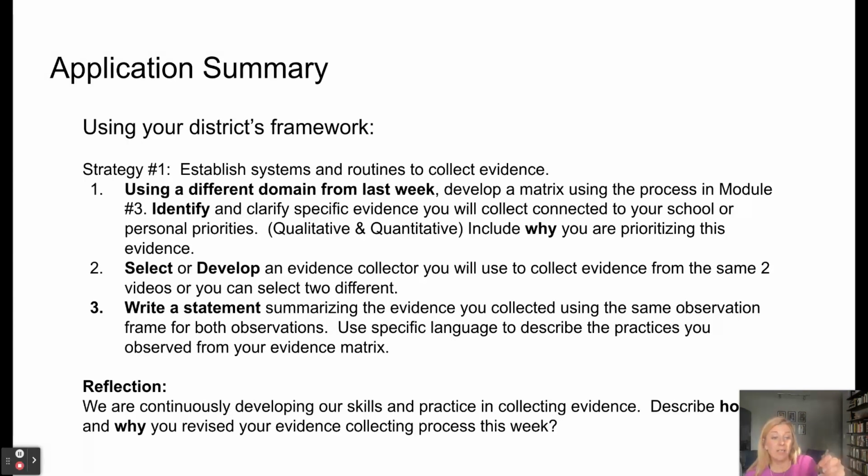And then the final part of the assignment is a reflection. So our purpose in this module is to continue to develop your skills and practice. So I want you to describe how and why you revised your evidence collecting process this week.